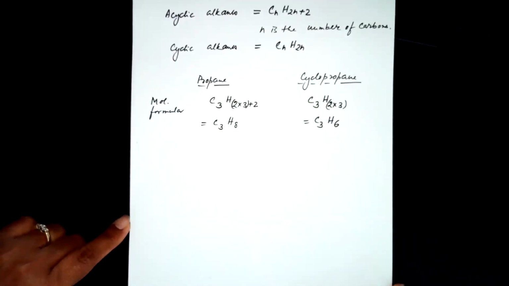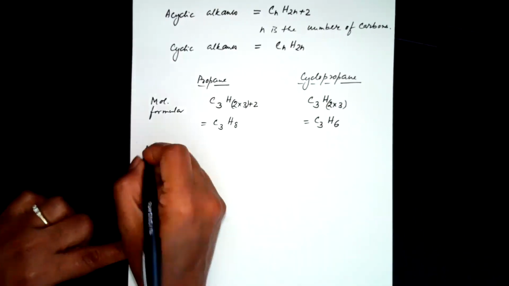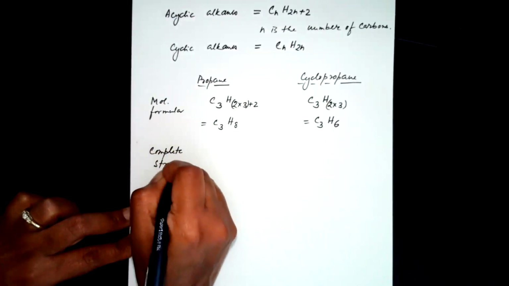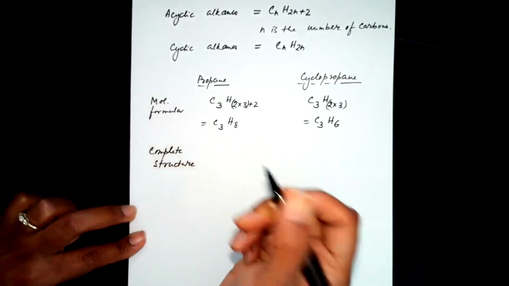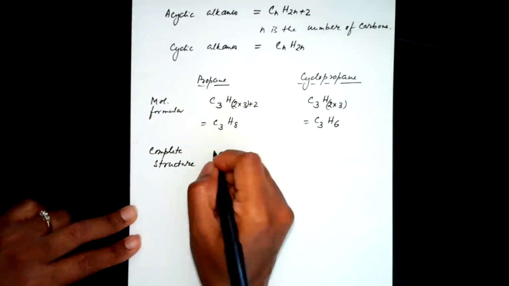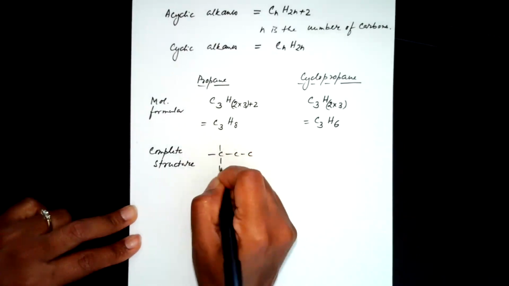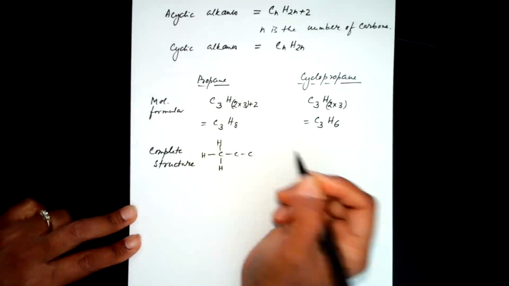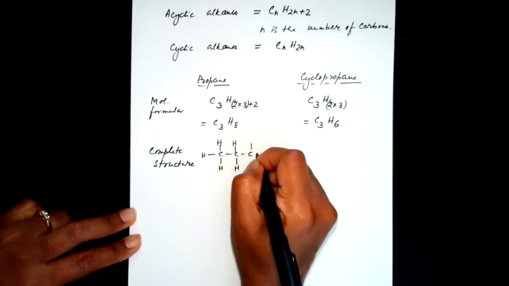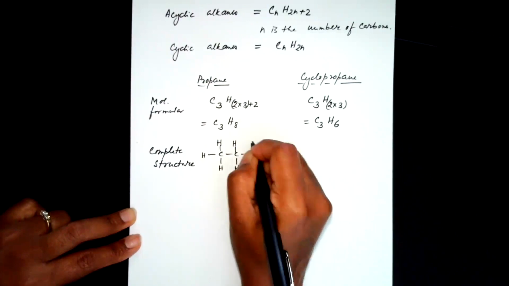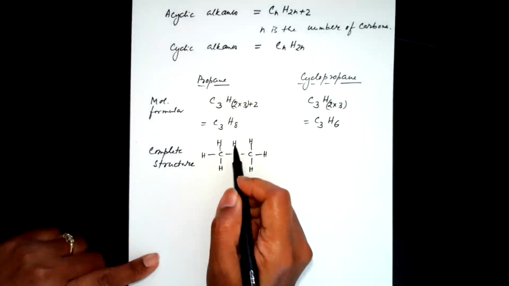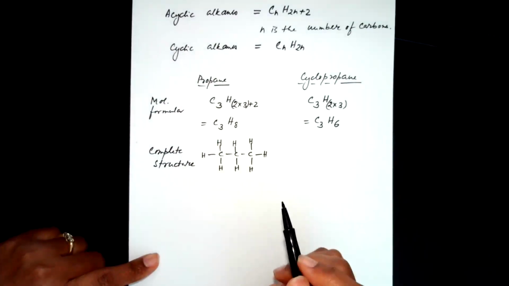Let's look at the complete structure of both of these molecules, and things would start making a little more sense. Complete structure. Now, I have 3 carbons. Each of these carbons satisfy the octet rule. So the first one should have 3 more bonds with the hydrogens. The second one should have 2 more bonds with the hydrogens. And then the third one should again have 3 more bonds with hydrogens. So that is a total of 3 plus 2, 5, plus 3, 8.